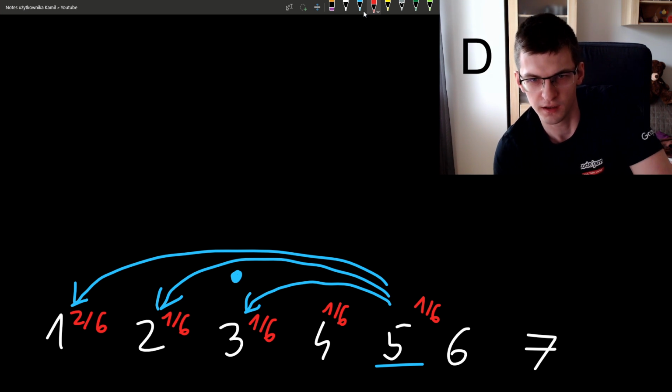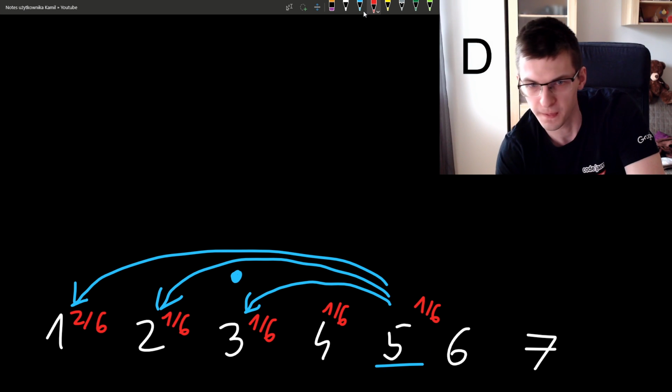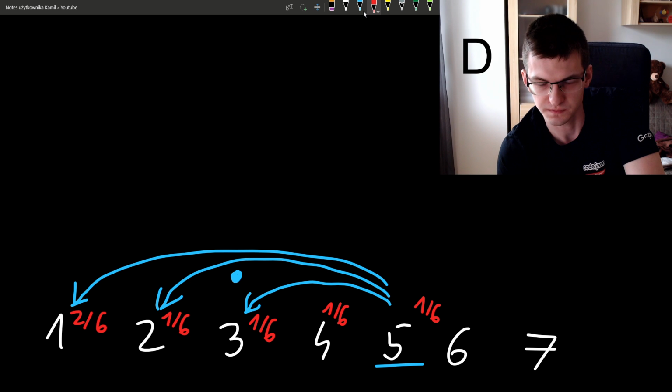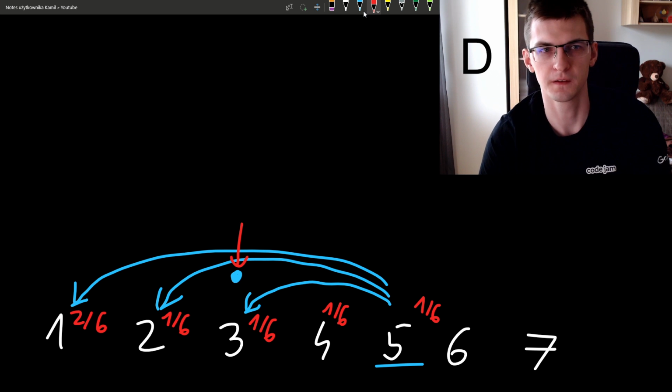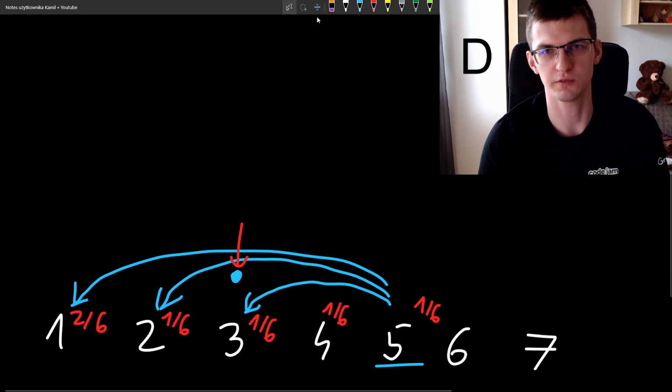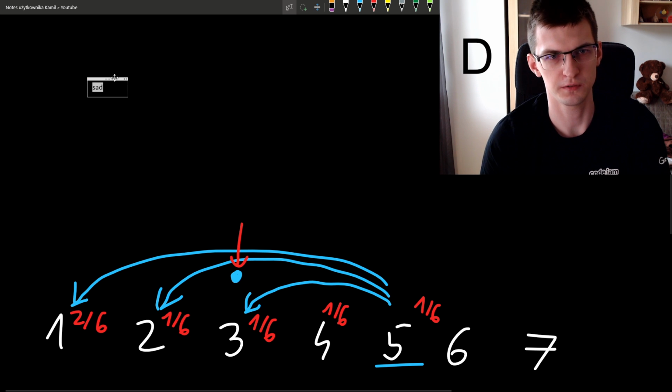So when I'm in this state, then I will be stuck here with probability 2/6 plus 1/6 plus 1/6. Maybe I can write down a formula, big font and white color.